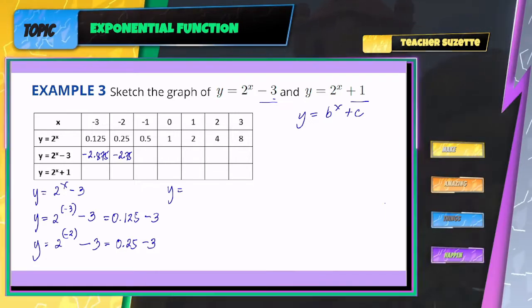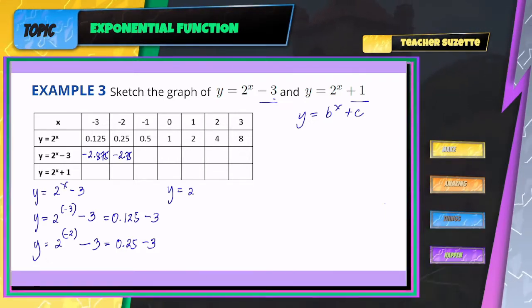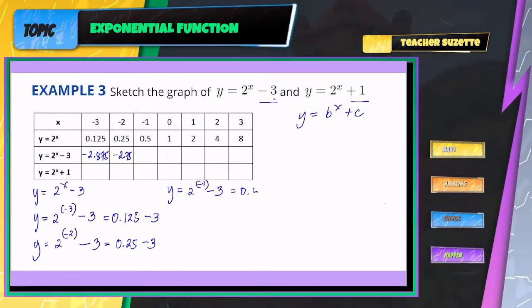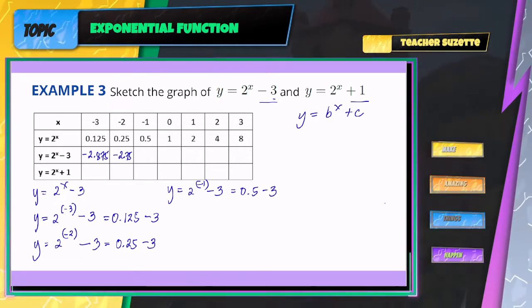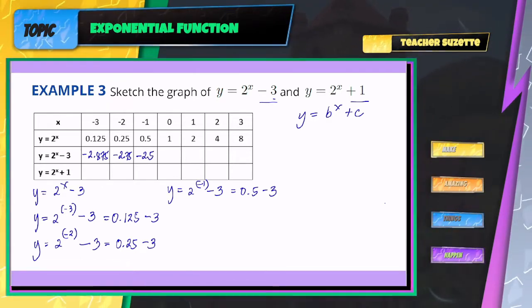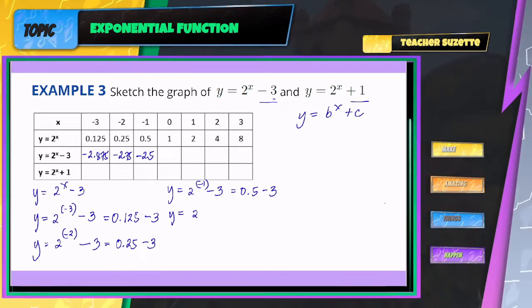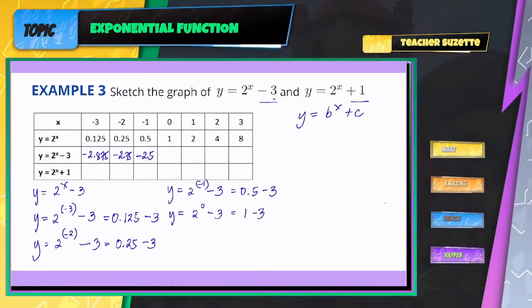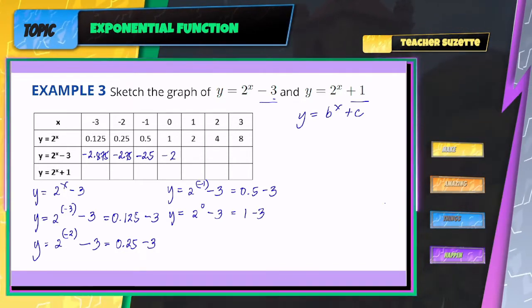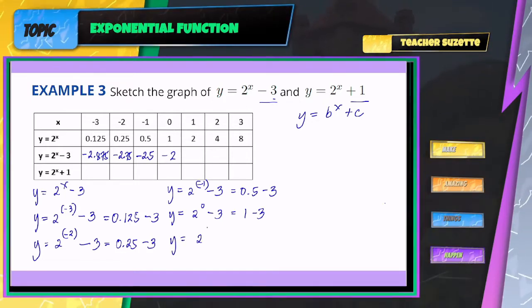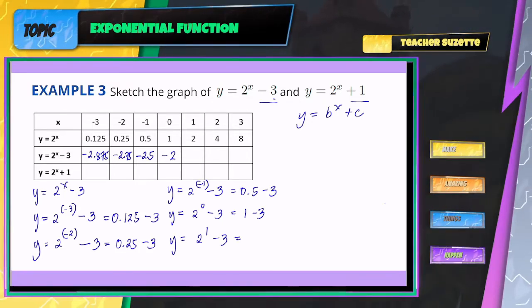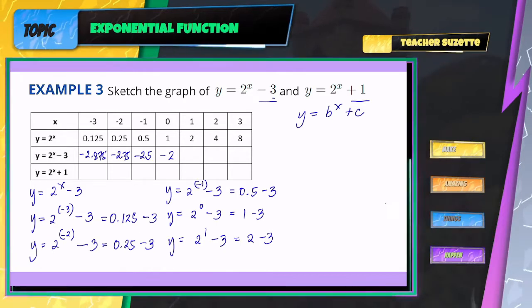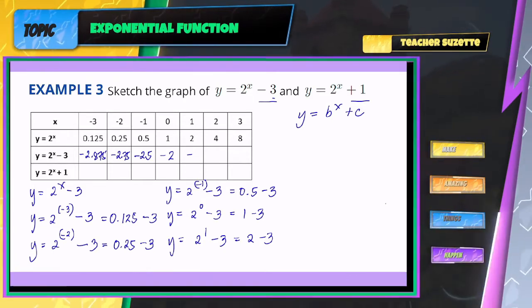Next, y is equal to 2 raised to negative 1 minus 3. 2 raised to negative 1 is equal to 0.5 minus 3 and 0.5 minus 3 is equal to negative 2.5. Next, y is equal to 2 raised to 0 minus 3. 2 raised to 0 is 1 minus 3 and 1 minus 3 is equal to negative 2. Next, y is equal to 2 raised to 1 minus 3 and 2 raised to 1 is 2 minus 3. So, 2 minus 3 is equal to negative 1.